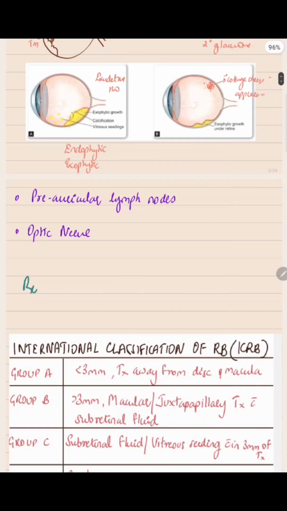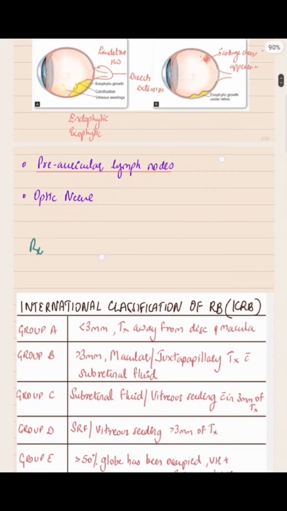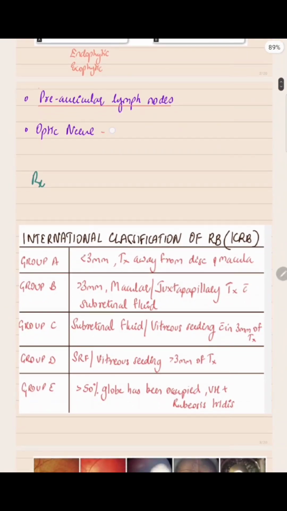Metastasis first occurs to the preauricular lymph nodes. Direct extension occurs by continuity to the optic nerve, which is affected early. Calcification of the tumor is very common.